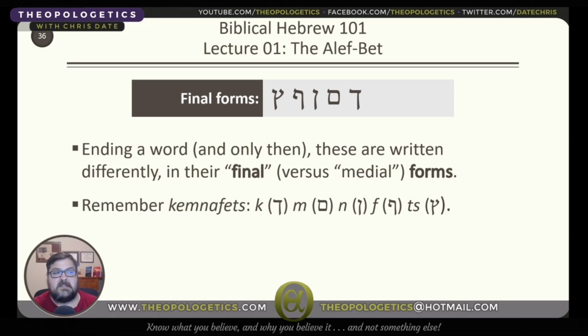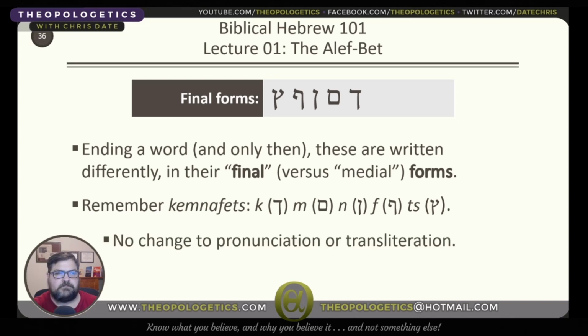So I'm not calling this the chemnifets category, but that is a helpful mnemonic because, like begad kefat, in chemnifets each consonant, or in the case of the last two, the pair of consonants, corresponds to a Hebrew consonant. So the K corresponds to kaf, the letter that we're looking at now, the M to mem, the N to nun, the F to pei, and the TS to tsadi. Each of these 5 consonants looks a little bit different at the end of a word than in the middle or beginning of a word.